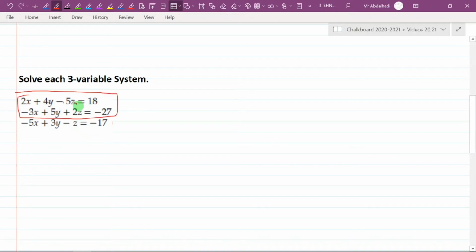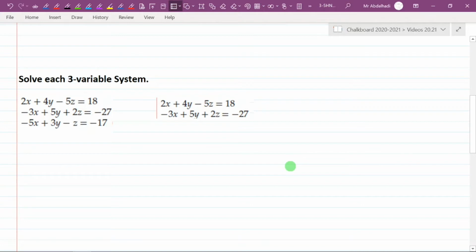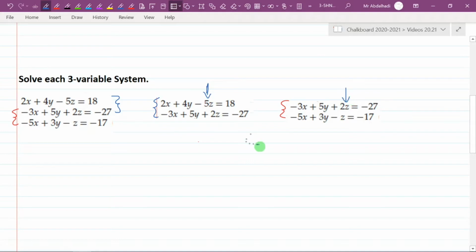So let's take the top 2 equations and put them over here. And you know what? Let's just save some time and do the bottom 2 while we're at it. So the top two equations I've put right over here, and the bottom two equations I put over here. So I've already decided that I'm going to eliminate the z for both of these sets of equations here. The reason being that they have the smallest least common multiple.